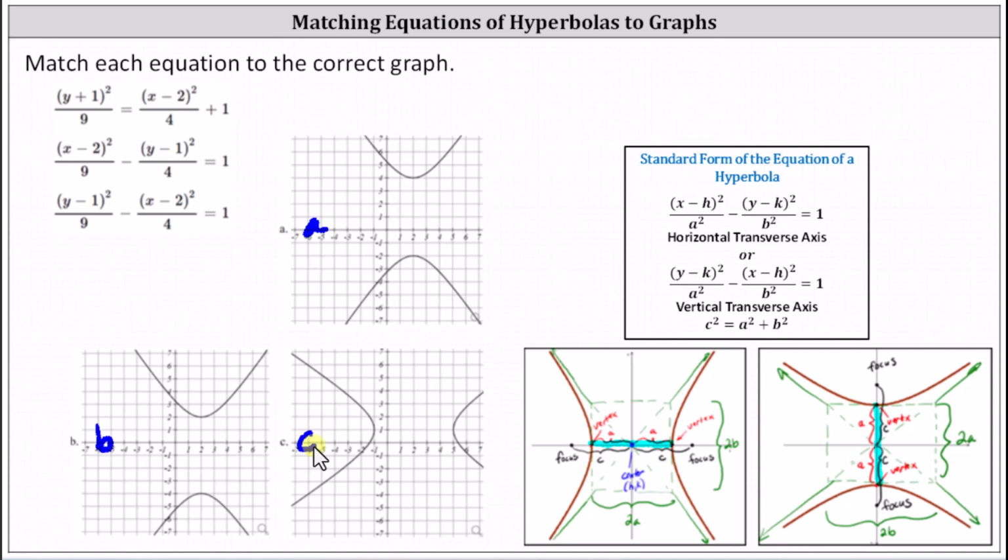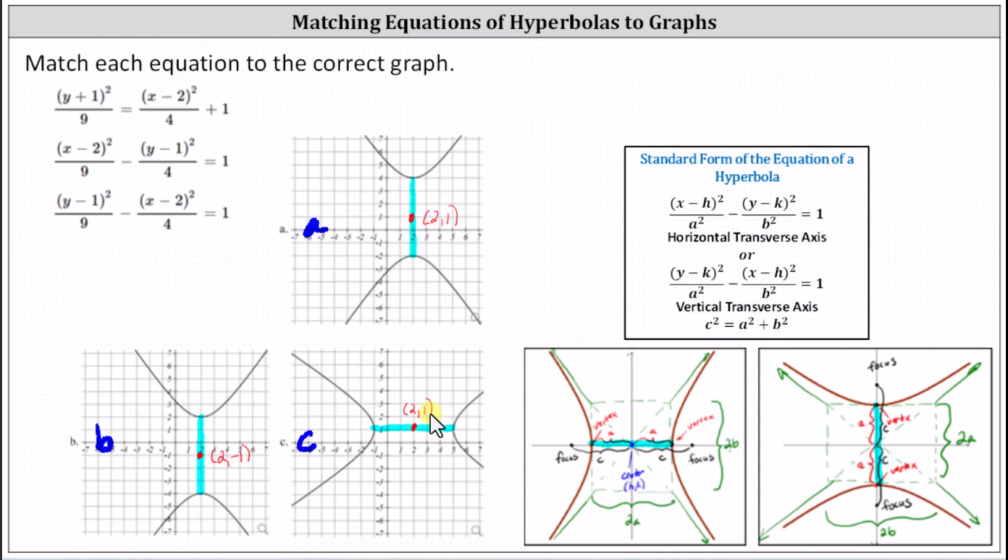Notice hyperbola A has a vertical transverse axis, and the center, which again is the midpoint of the transverse axis, in this case is the point 2, 1. Hyperbola B also has a vertical transverse axis, but now the center is 2, -1. And hyperbola C has a horizontal transverse axis, and the center is the point 2, 1.